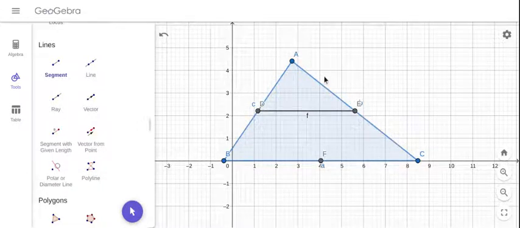Now, as you can see, I've formed a very small triangle on top, ADE, right? And I wonder what is the relationship between this line segment DE and BC. So first of all, I want to measure it.